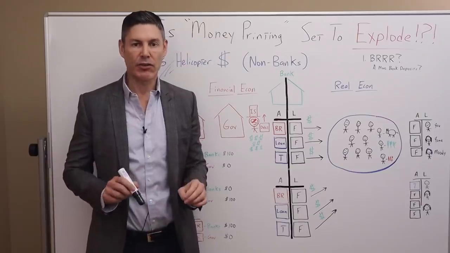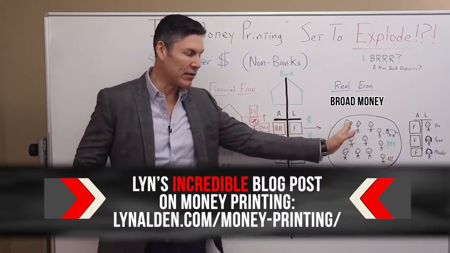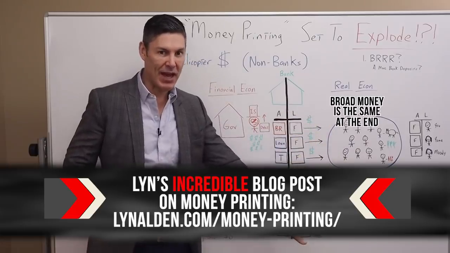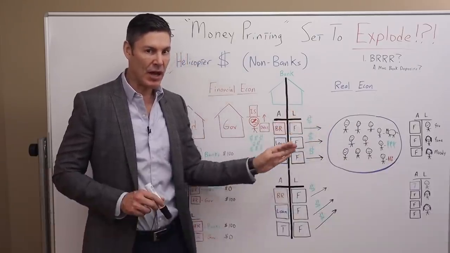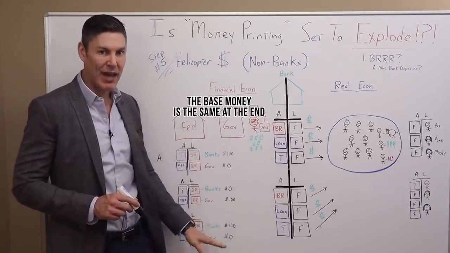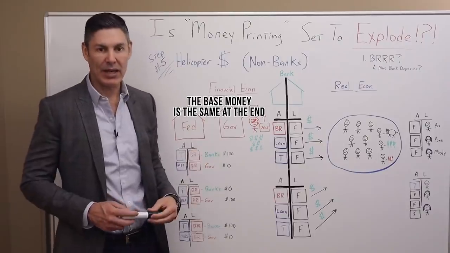And to use the technical terms, broad money in the system, or M2 money supply, is the exact same at the end as it was at the beginning, and the base money, the liabilities of the Fed, is the exact same at the end as it was at the beginning.